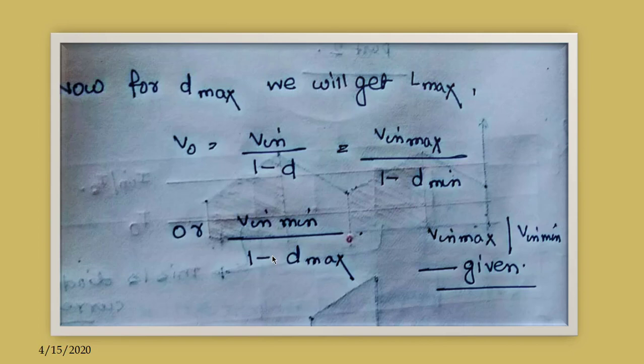Now we have mentioned that Dmax and Dmin will determine the value of Lmax or Lmin. When the value of the numerator is higher, V in is maximum. For the same V naught, it will be D minimum, and for V in minimum we will get the value of D max. The maximum value and minimum value of input voltage will be specified in our data sheet, so we can easily get the D max and D min value, and accordingly we can get the value of L max and L min.